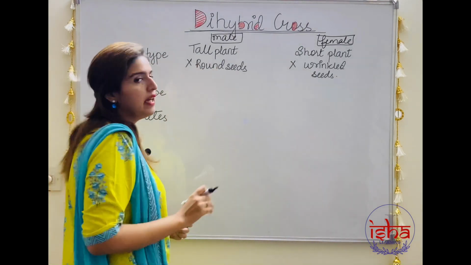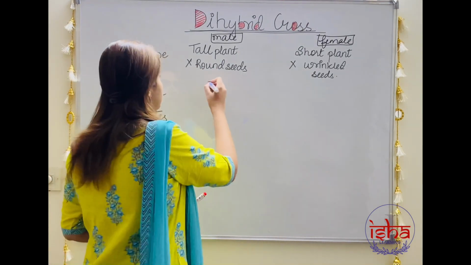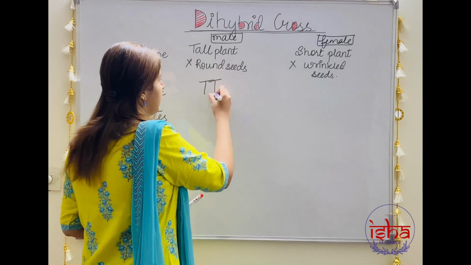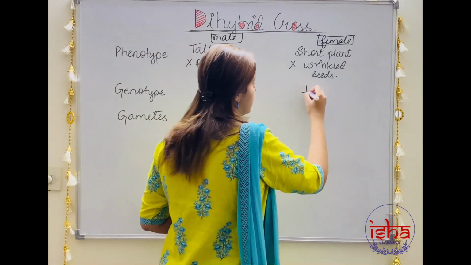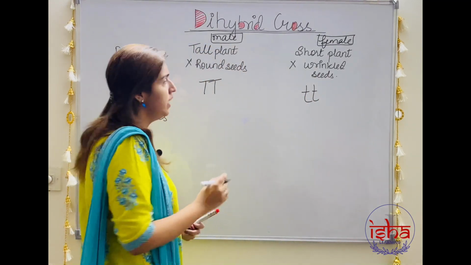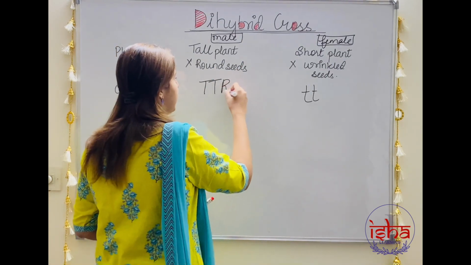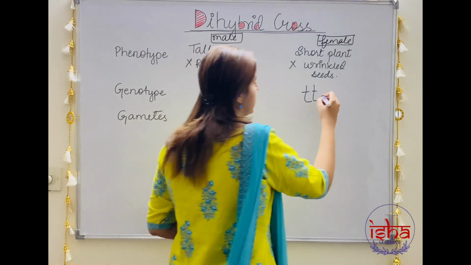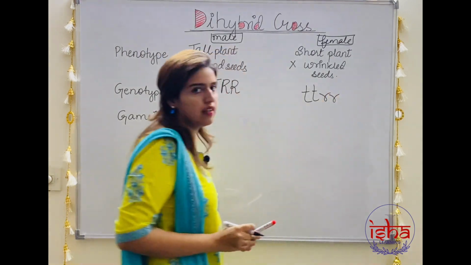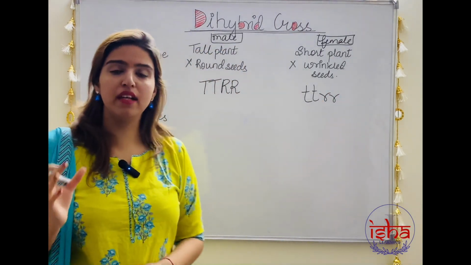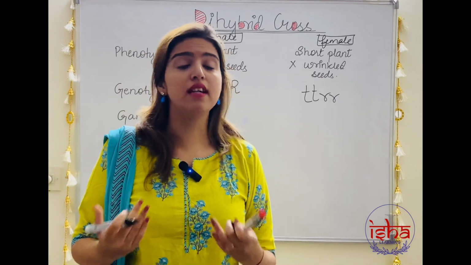If it is a tall plant, it is a dominant trait, so we denote it with a capital letter. Short is a recessive trait, small letter. Okay, now let's move on to the next character. Round seed is dominant, capital R. Wrinkled seed is recessive, small r. This is the genotype of the parents. Next step is to list down the gametes.